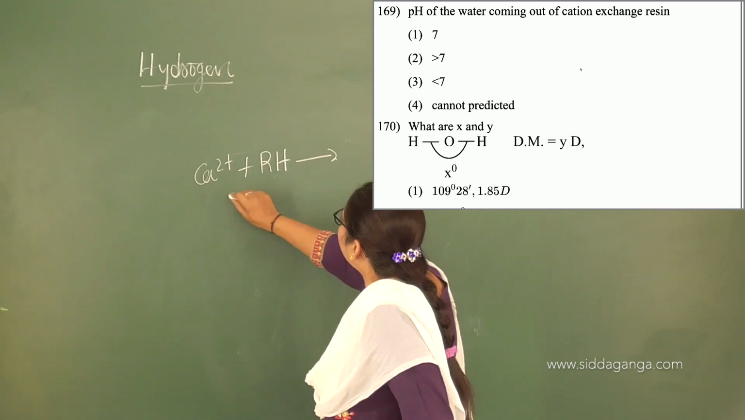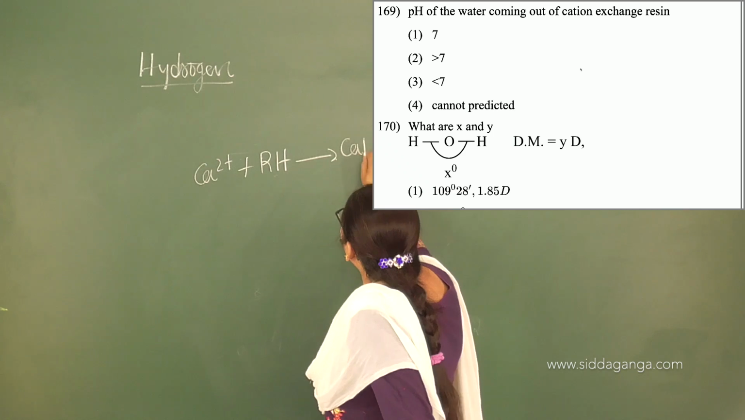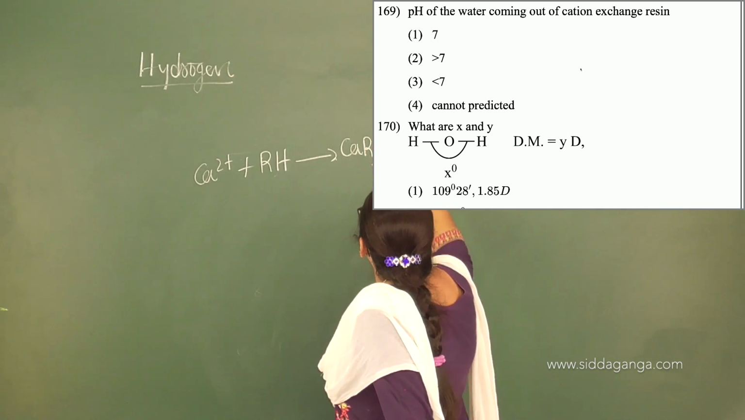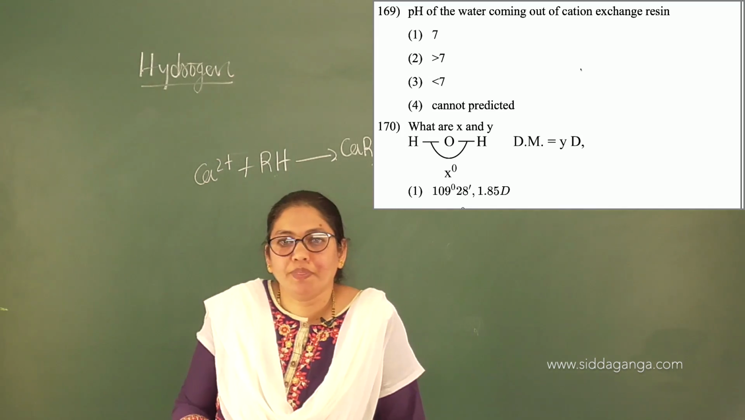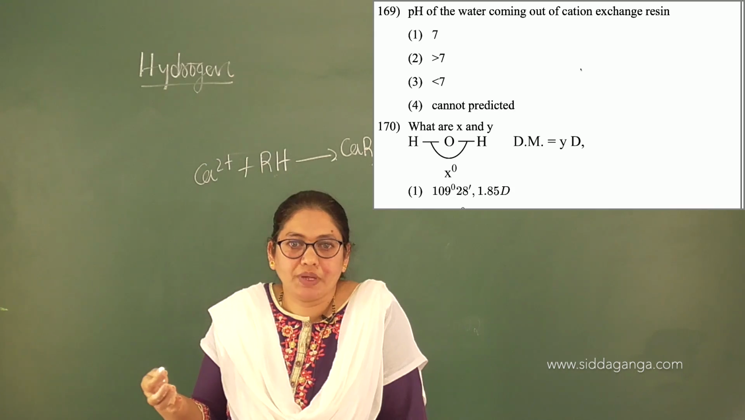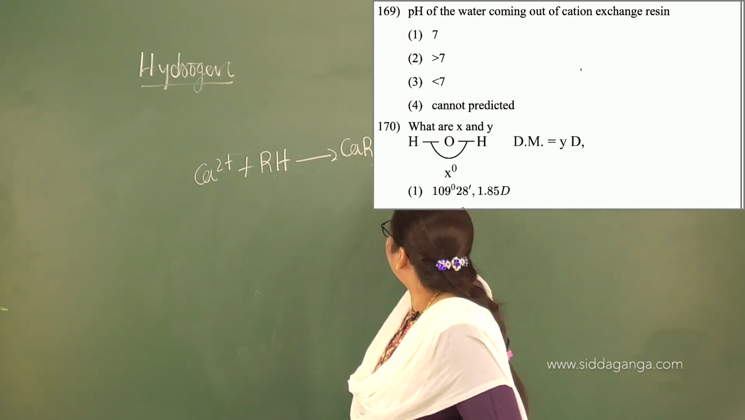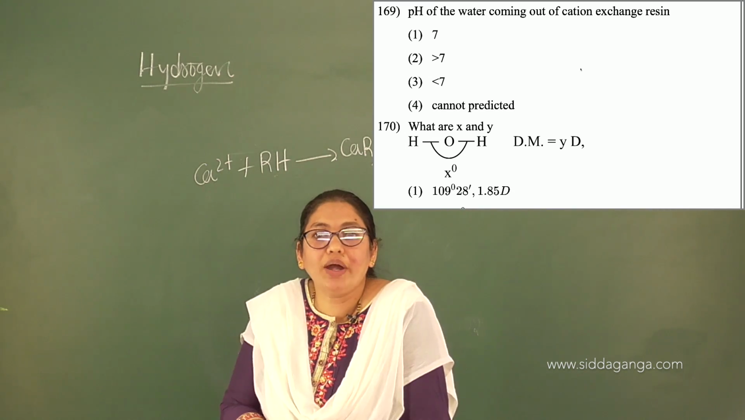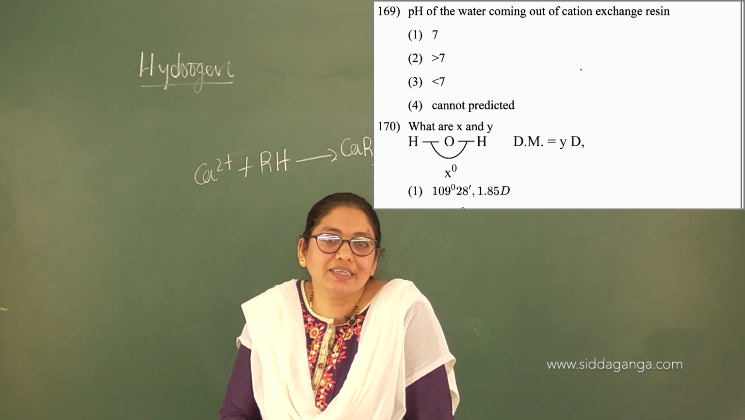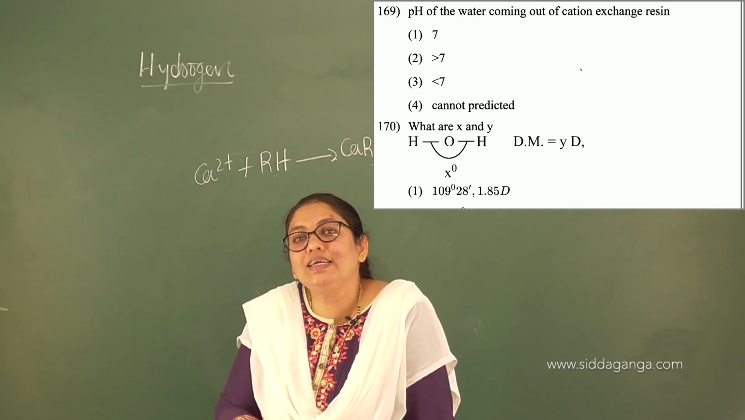So what happens here? There is a replacement, right? You are going to get CaR2 with the replacement of H plus. H plus will be released into that water. Calcium ion will be trapped with the resin. What you are going to get in the water is hydrogen ion. So if hydrogen ion is released into the water, what happens to the pH? pH decreases because acidic strength increases here. pH decreases, acidic strength increases.